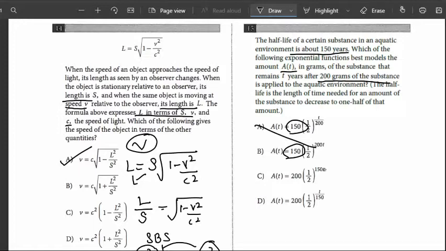So if we put it over here, after 150 years, it'd be 200 into 1 by 2 raised to 150 into 150. So that'll just be wrong. So we can cut this out. So we get 15 as D. And let's check.